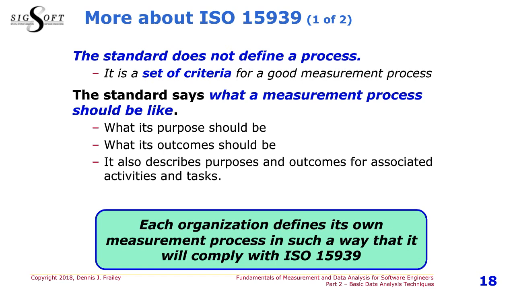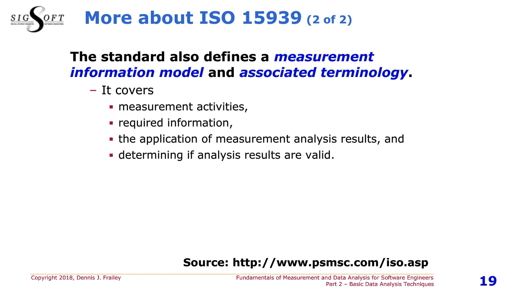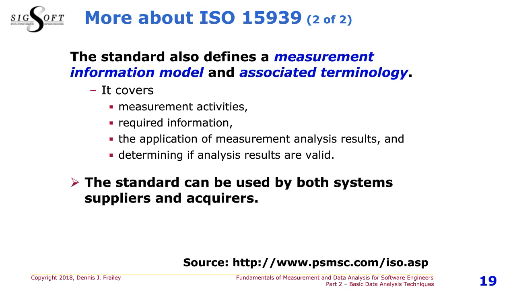It also defines an information model and some associated terminology. And it covers all the activities that are listed there. Notice that it includes the analysis and the determining whether the results of the analysis are valid, which of course is one of the things this webinar series is all about. The standard can be used by suppliers and acquirers. For example, if you have a subcontractor, you can use this standard to assess how well your supplier is measuring things.